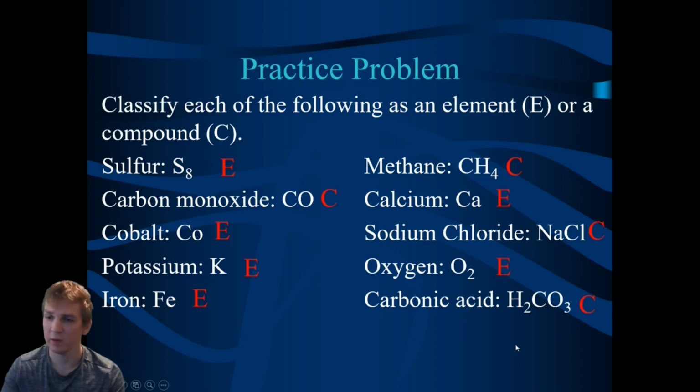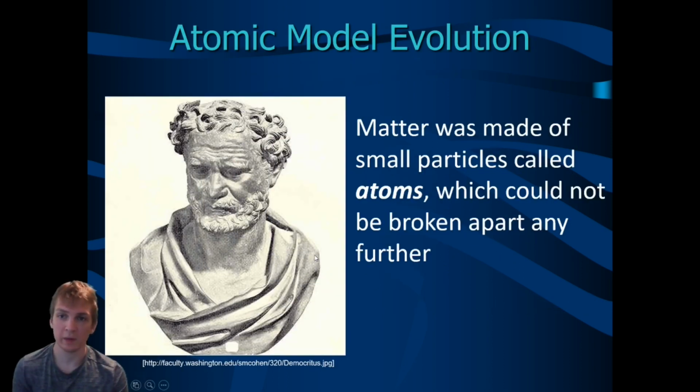All right, you don't necessarily need to know what any of these things are, obviously, but right now we're just trying to identify the symbols and whether or not they're a compound or not. Okay, so let's talk about the atomic model of chemistry. Like, where did atoms come from? Where did we get this idea or this picture of an atom and the evolution of that?